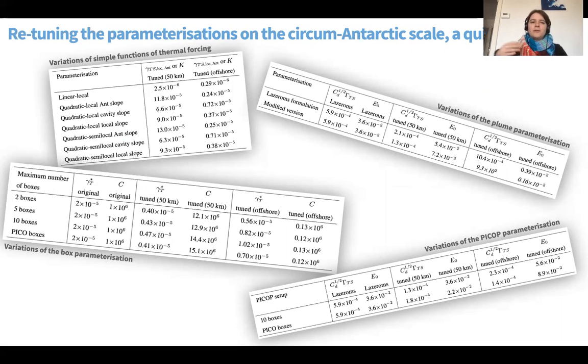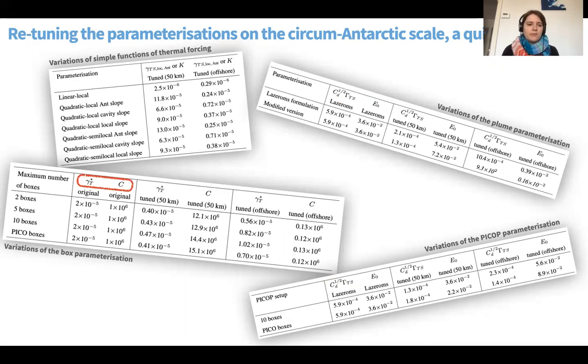Before we go into the results of the assessment, I just want to guide you through the different experiments that we did so that you can follow the results. So first, I want to quickly get into the parameters that we tuned. For the simple parameterizations, we only tune one parameter, which is related to the turbulent heat exchange. For the plume and the PICKUP parameterization, we tune two parameters. One is the Stanton number, which is also related to the turbulent heat exchange, and the other is related to the entrainment of the plume.